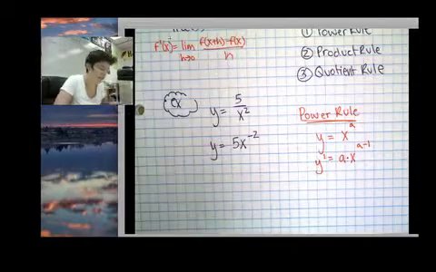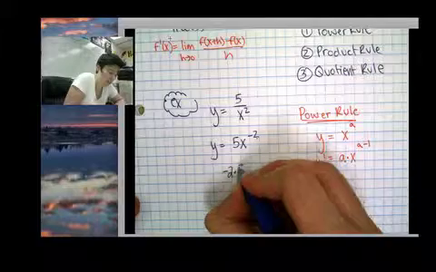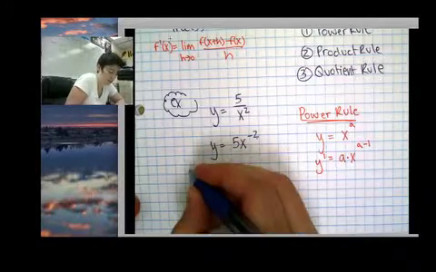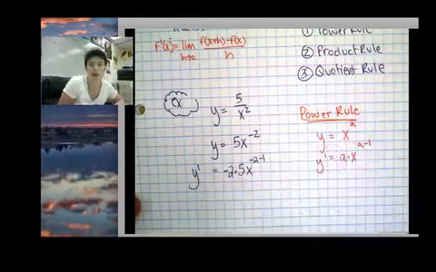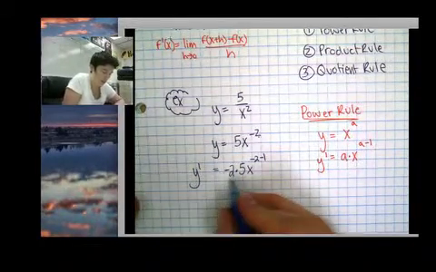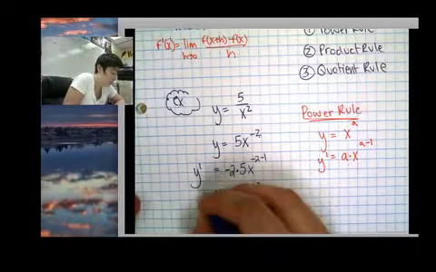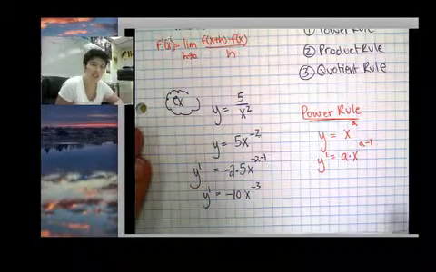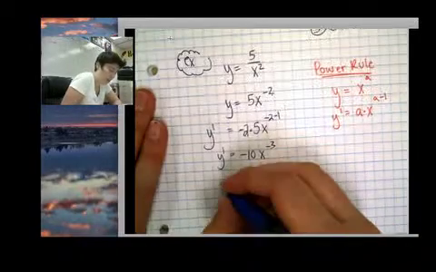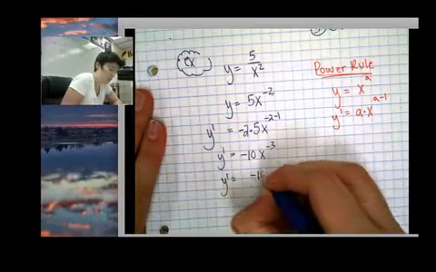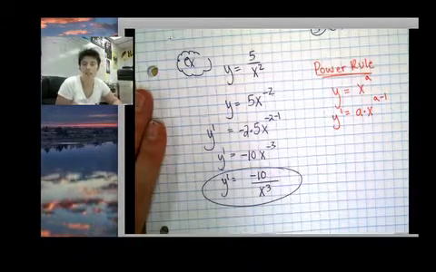We take the power of negative 2 and bring it down, negative 2 times 5x, and this whole thing equals our derivative, y prime. Then we subtract 1 from the power negative 2. So negative 2 times 5 is negative 10, x to the negative 3 power. Technically this is our answer. If we don't like negative powers, we put them back in the bottom of the fraction so they're positive. So y prime equals negative 10 over x to the 3rd power. I can leave it like that.